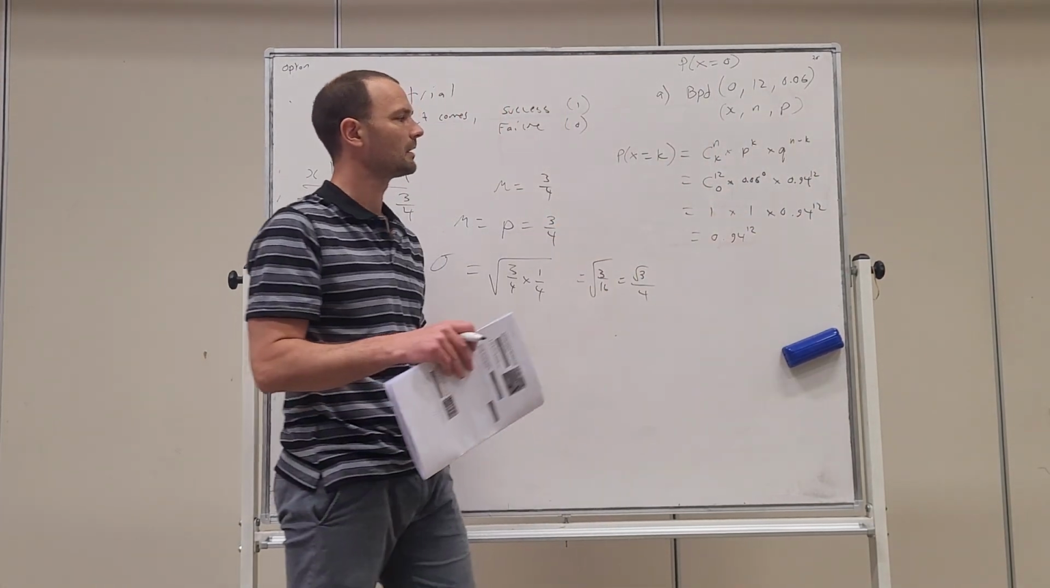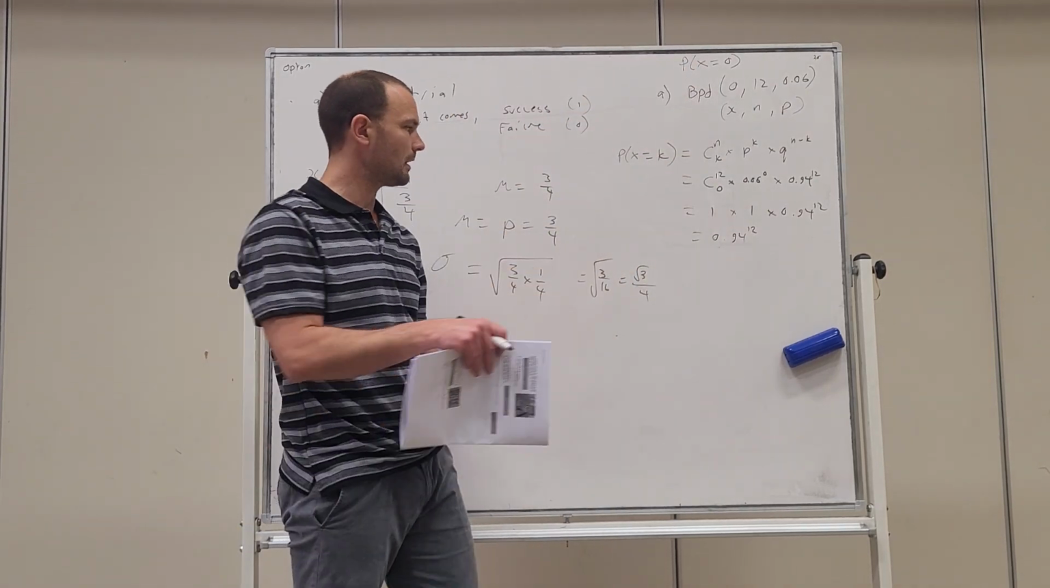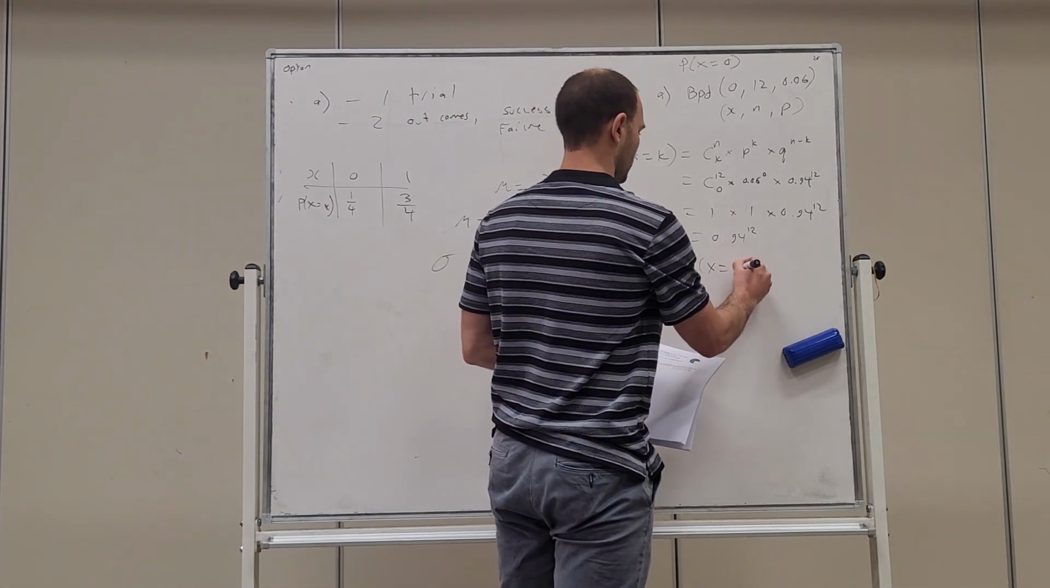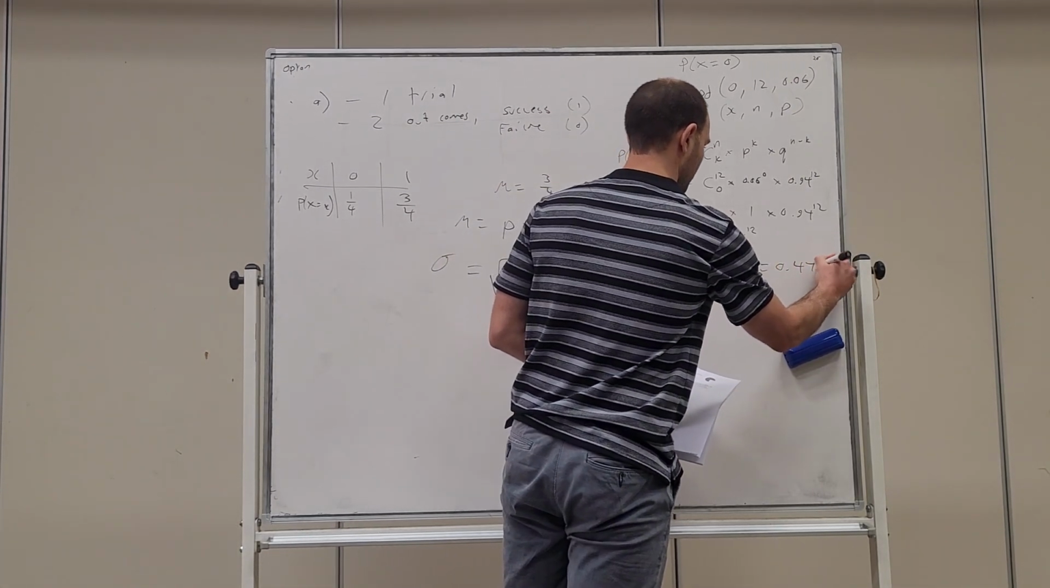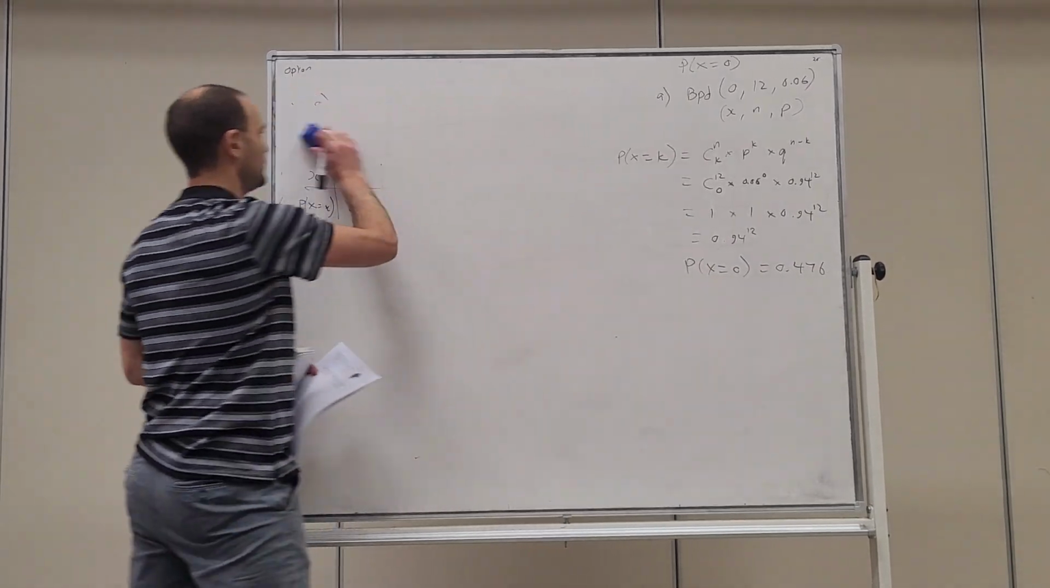So that's a long drawn out way of saying this is probably the best way to do it. Has anyone evaluated it? 0.476. Thank you. 0.476, very good. Okay, let's move on to the next one.